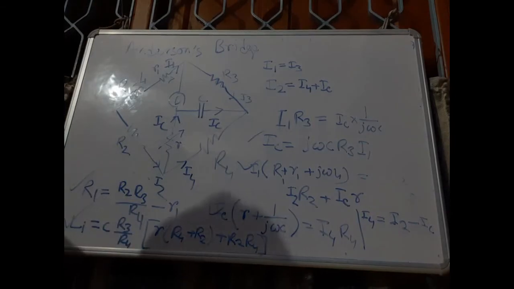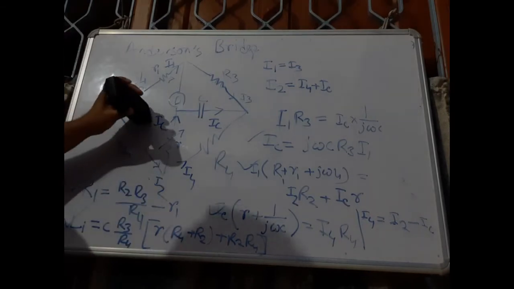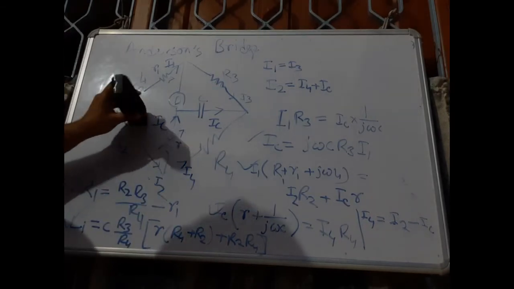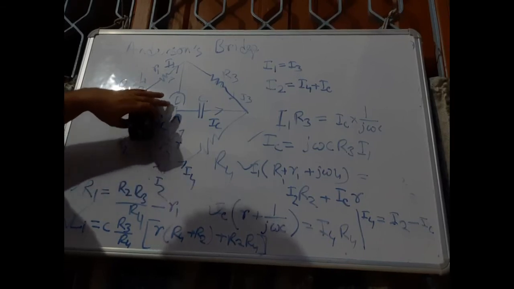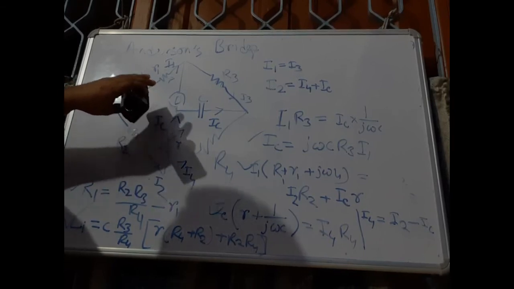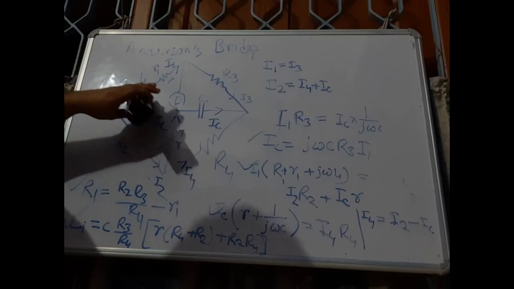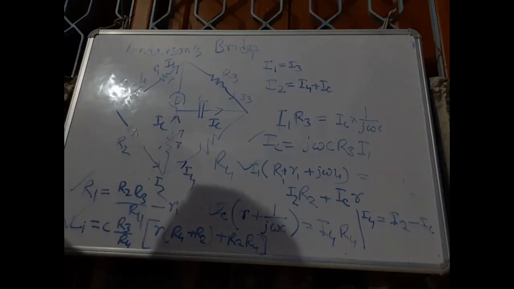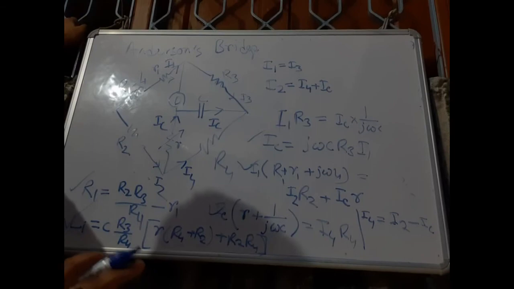But the main disadvantage of this Anderson bridge is that it is much more complex. This bridge is very complex from a construction point of view. So these are the different bridges used for measuring inductance.